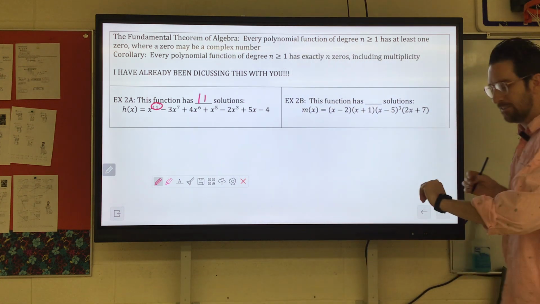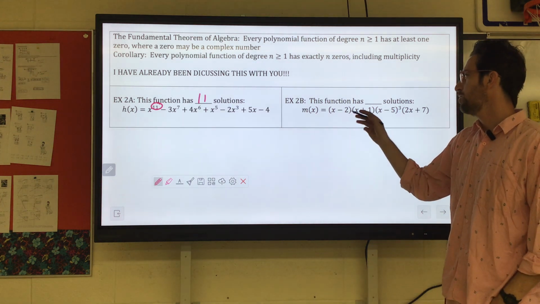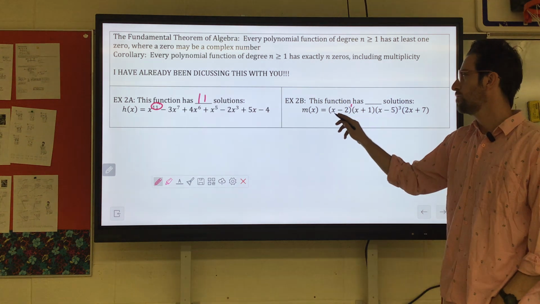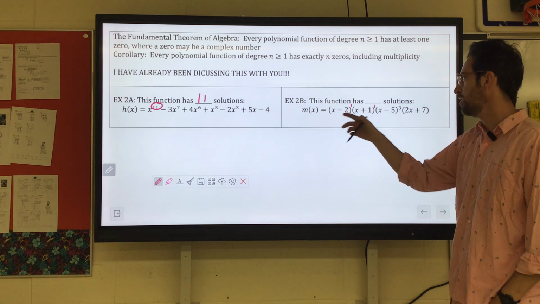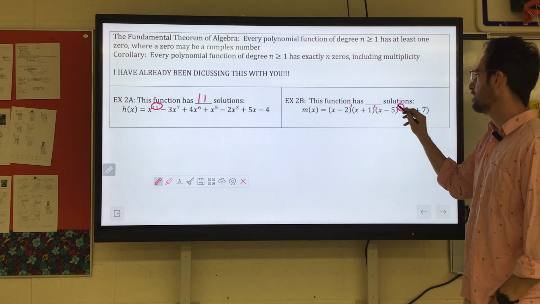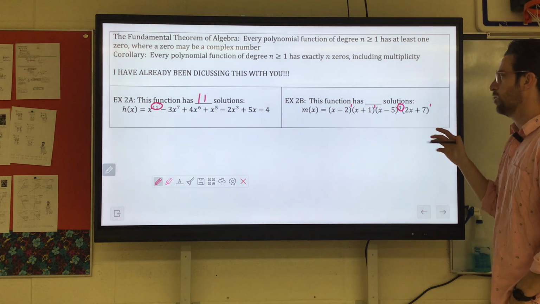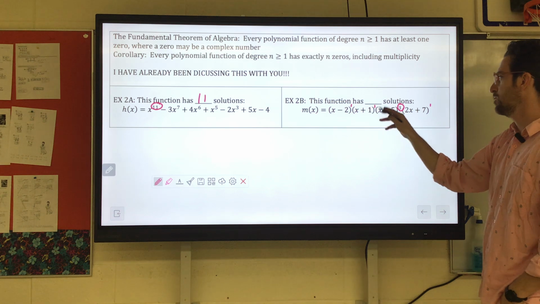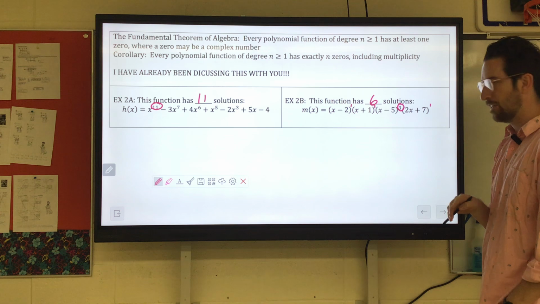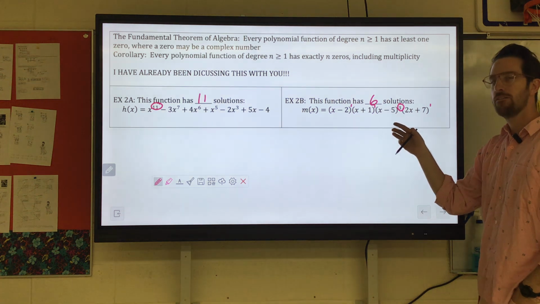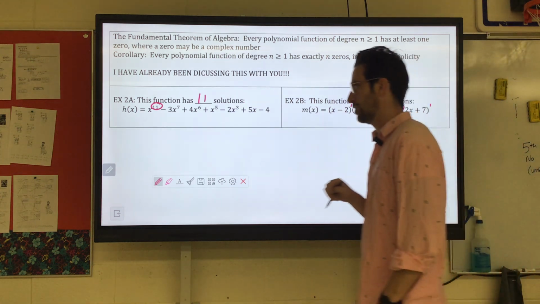Now, if it's set up like this in factored form, each place you see an x would be like a solution. So you would look at the exponents. So here would be one solution because it's to the first power. Here would be a second solution. So 1, 2, this one's got 3. So that would be 3 different solutions there, or 3 solutions. And then this one just has 1. So if we add up all those exponents, there's 1, 2, 3, 4, 5, 6. There's going to be 6 solutions on this. Even though 5 would be the solution 3 times, we still have to count it as 3 solutions.